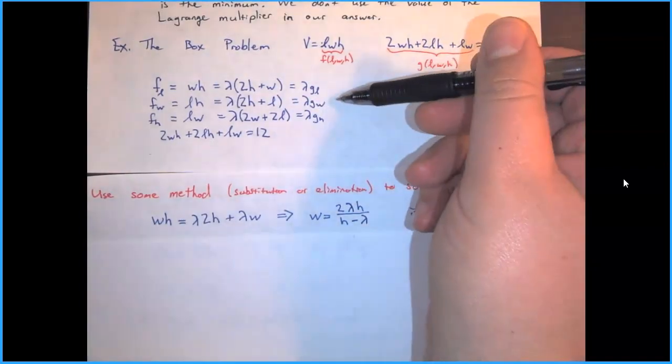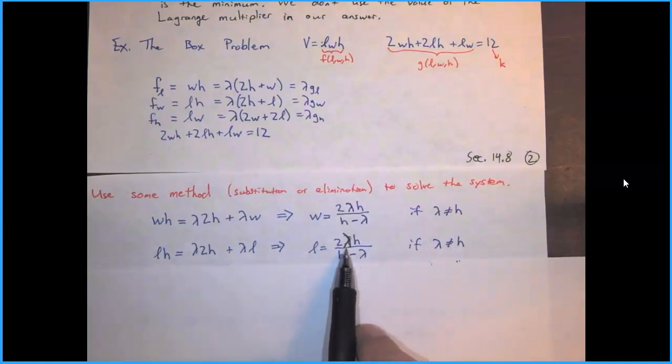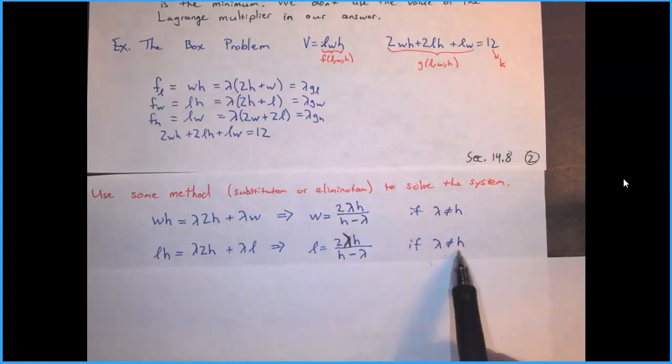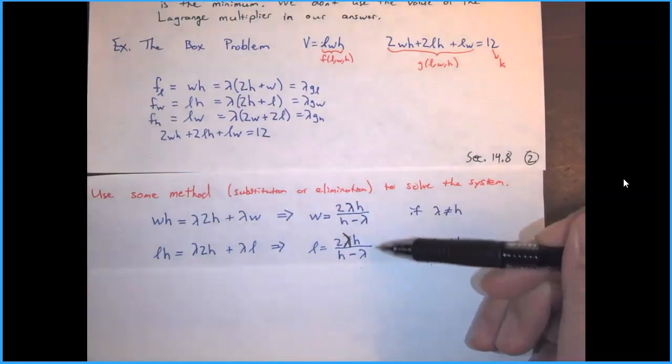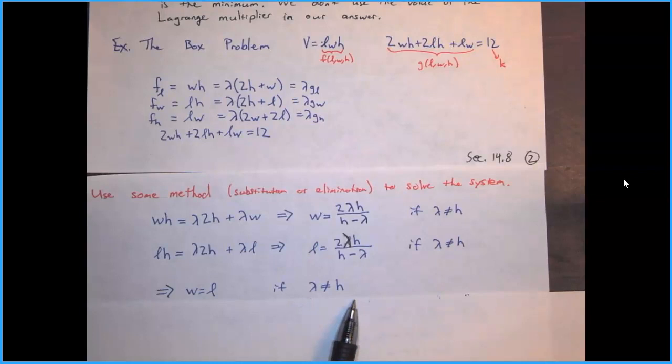If I do the same thing with the second equation, except I solve for L, I get that L also equals 2 times lambda times h over h minus lambda, so I have to assume that lambda doesn't equal h, which I've already assumed here. But w and L are exactly the same. They're both 2 times lambda times h over h minus lambda. So if I assume that lambda doesn't equal h, then w has to equal L. The width and the length are the same. So this is something I can use.